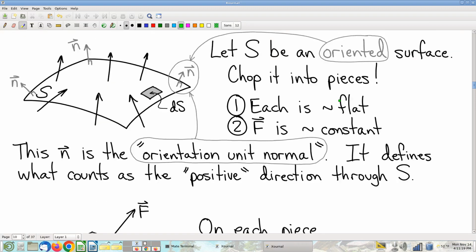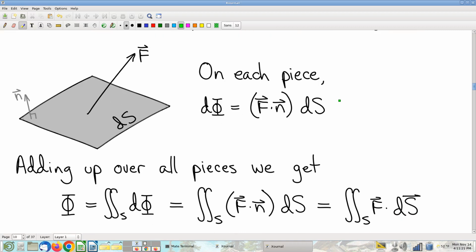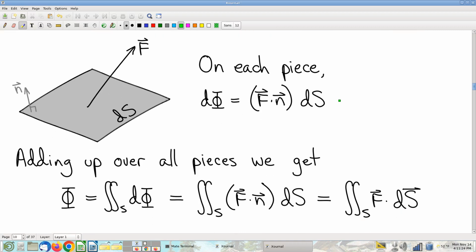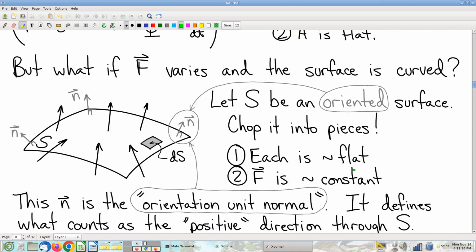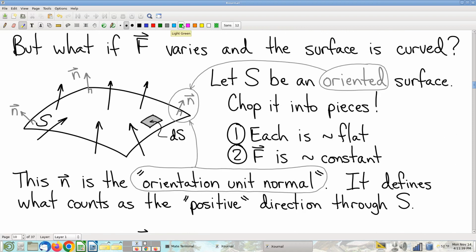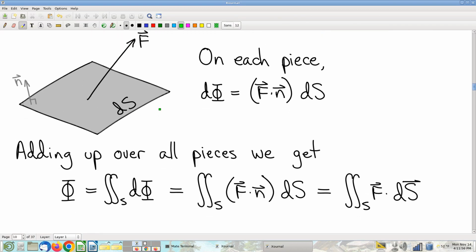Again, I claim we actually already know how to compute these things. We just need to write down what we already know how to do. Let me go back up to this picture here again. If I want to know how much flux there is through the entire surface, then I will look at one little piece of surface area at a time and then add up over the entire surface. So here's that. We add up over the entire surface.